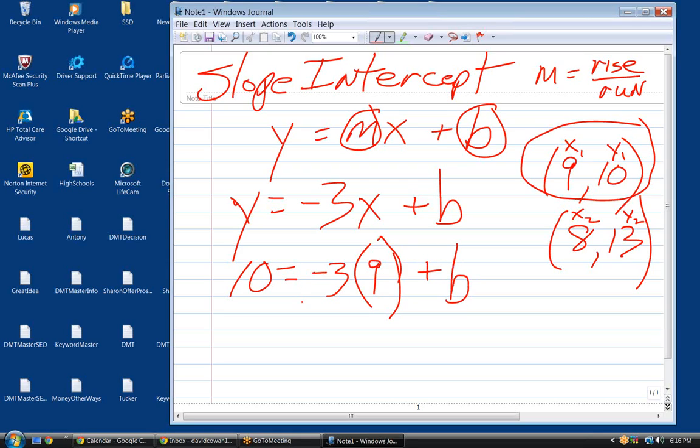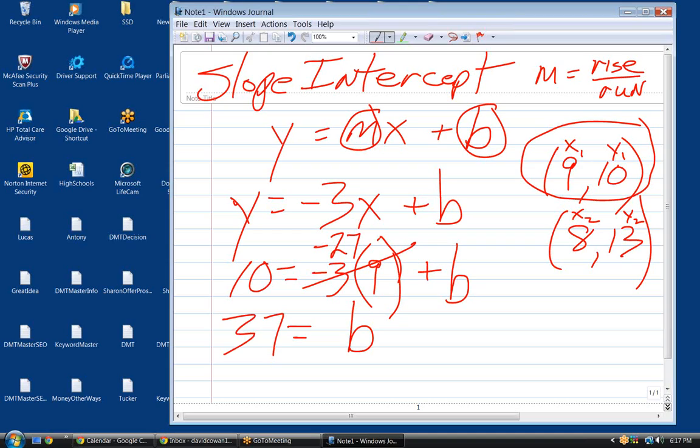What is b going to be? What's minus 3 times 9? Is that negative 27? Yeah, so I'm going to replace that with negative 27. Now, add 27 to that and add 27 to 10, which makes b equal 37.